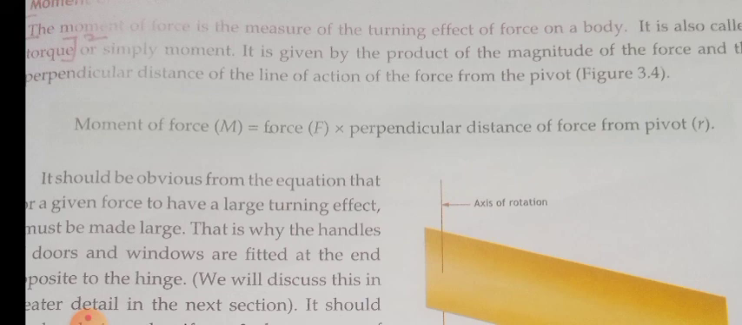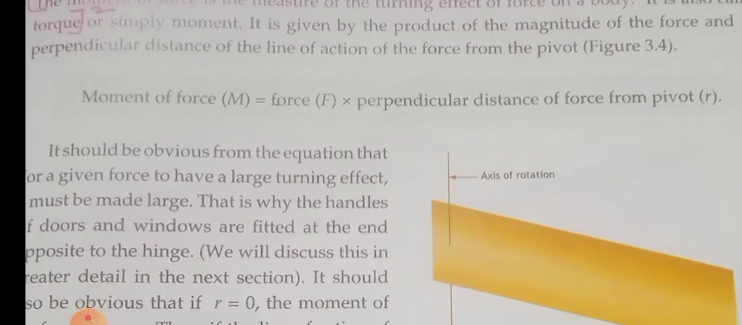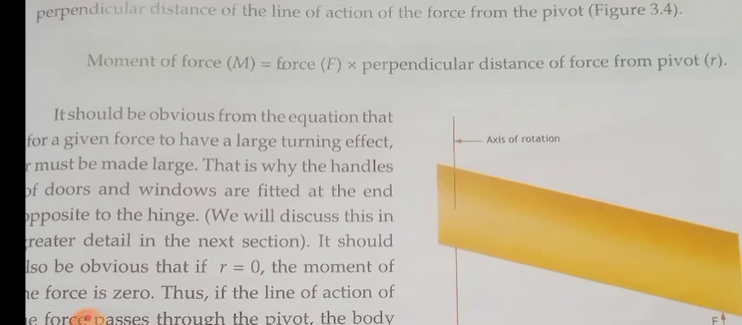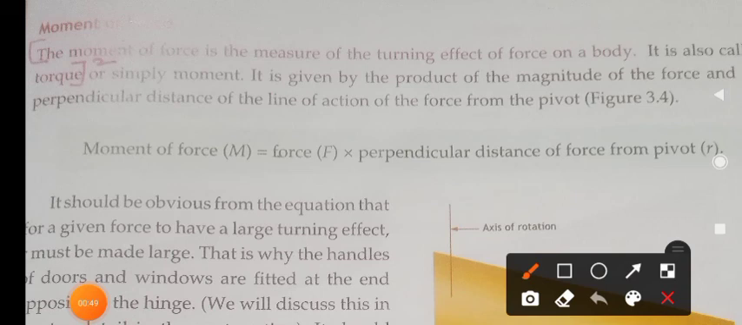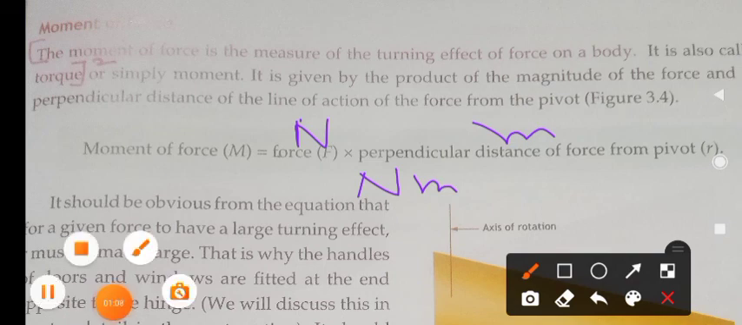The SI unit of torque is Newton meter, because you know that the SI unit of force is Newton, isn't it? The perpendicular distance is measured in meters. So, the unit of torque is Newton meter. Do you understand?